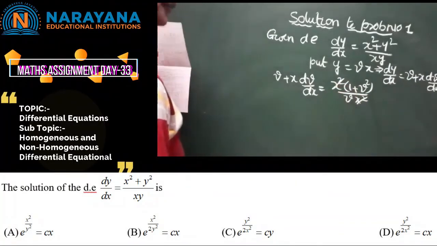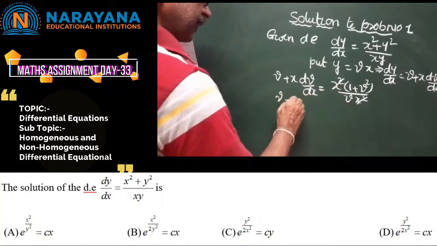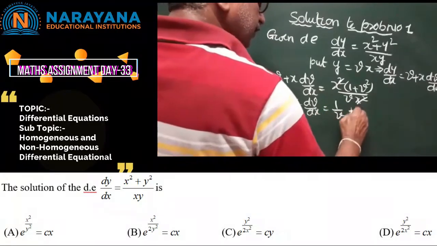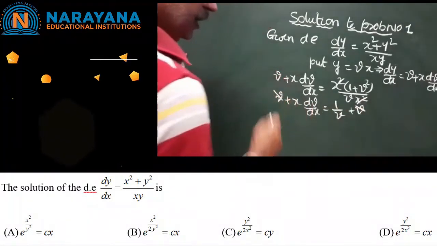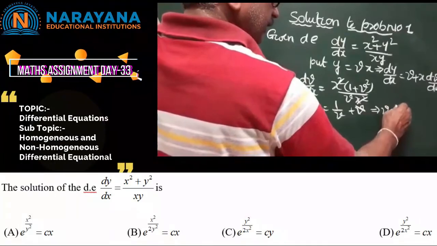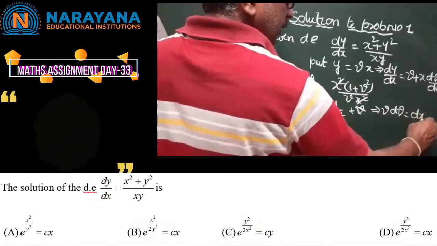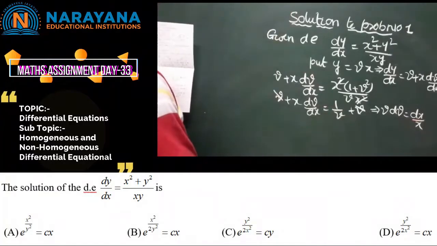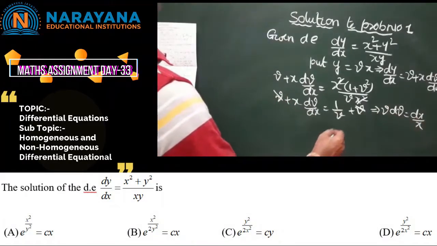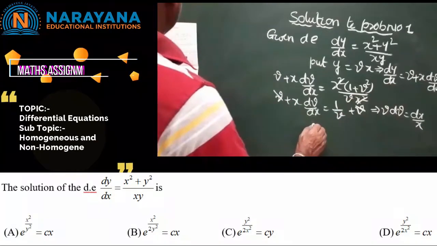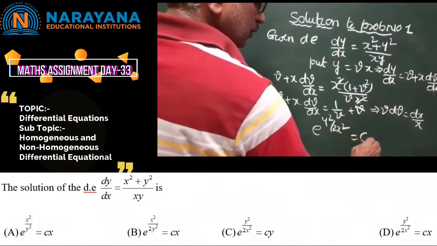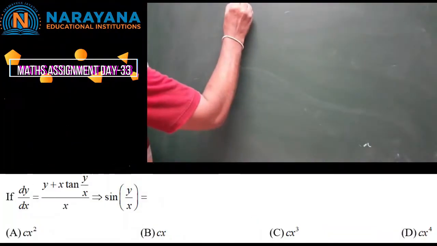This will get cancelled. Now if you separate this, v plus x dv by dx equal to 1 by v plus v. v will get cancelled on both sides. If v gets cancelled on both sides, we get v dv is equal to dx by x. So after integrating, we get v square by 2 is equal to log x. And after eliminating that, we get the solution e power y square by 2x square is equal to cx. Now to problem number 2.